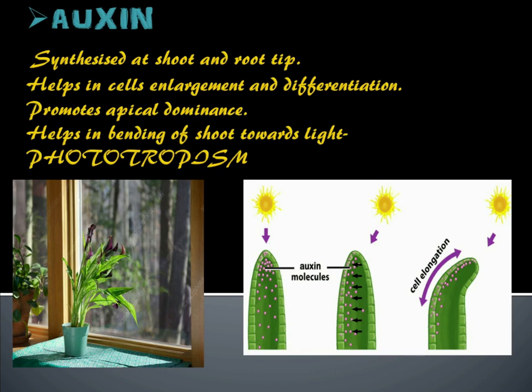And auxin also helps in bending of shoot towards light. Hope you all remember this movement as phototropism. That is, the shoot part of the plant grows along the direction of the stimulus light. So auxin plays a major role in phototropism. You can see the picture of the plant which is given below in the slide, where you can see the shoot is bending towards the direction of the light.